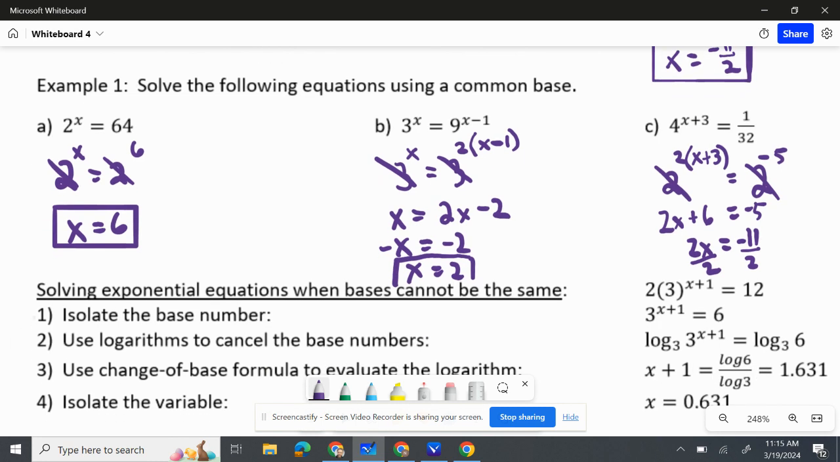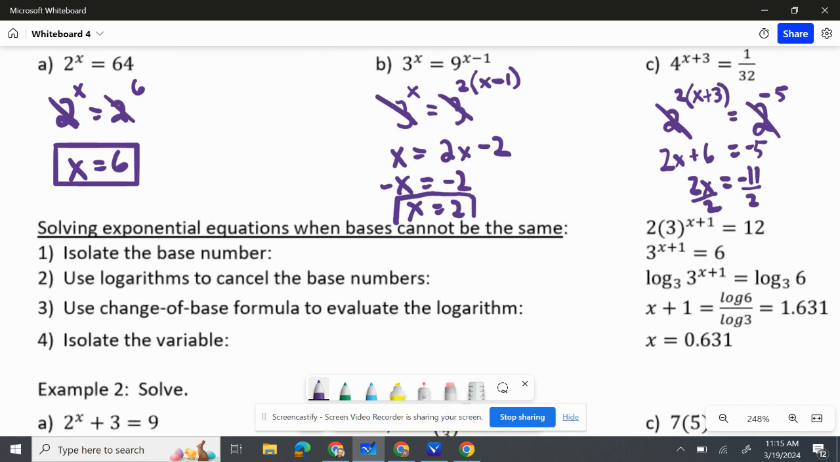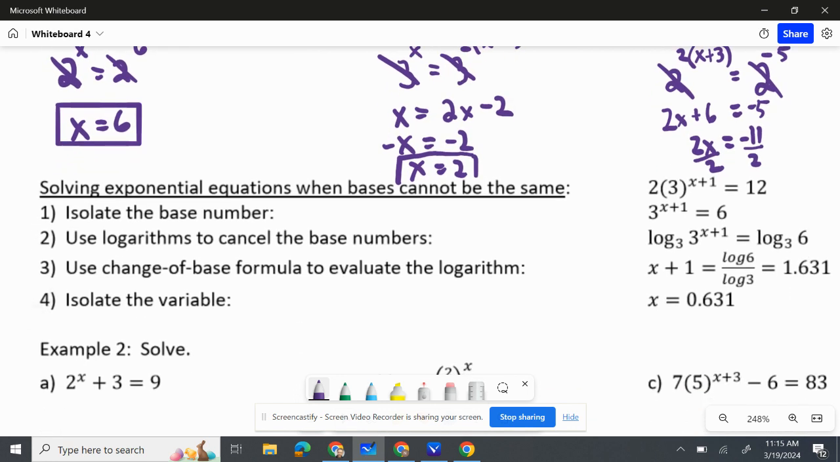Now we're going to look at exponential equations when the bases are not the same, and that's when we use logarithms. As our example here, I divide by 2, and 12 divided by 2 is 6. I want to get rid of the base of 3, so I do the log base 3 on both sides. It has to be a common base because when the bases are the same, it cancels, and we're left with the x plus 1. We have to use the change of base formula, and that's big number on top, small number on the bottom. We put it in the calculator as log of 6 divided by log of 3, and then we subtract the 1 to get our final answer.